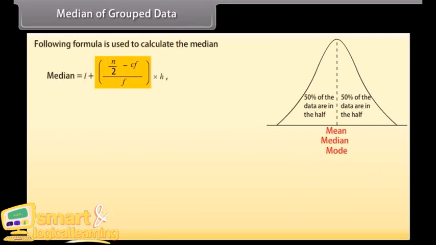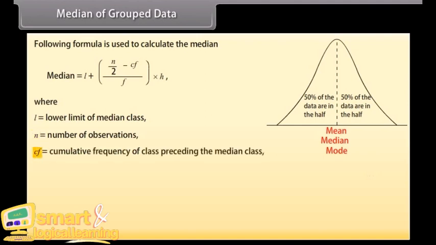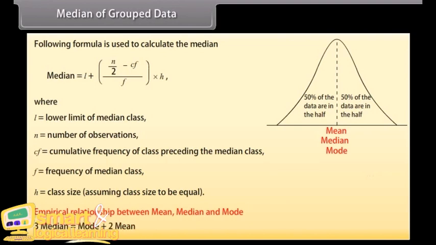Median equals L plus (n by 2 minus CF) divided by f, multiplied by h, where L is equal to lower limit of median class, n equals number of observations, CF equals cumulative frequency of class preceding the median class, f equals frequency of median class, h equals class size, assuming class size to be equal. Empirical relationship between mean, median and mode: 3 median is equal to mode plus 2 mean.